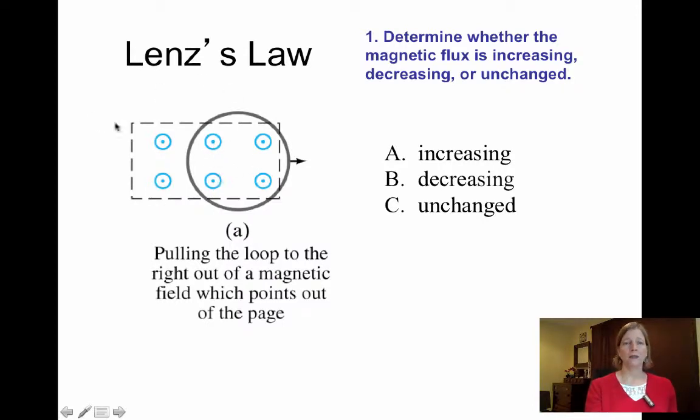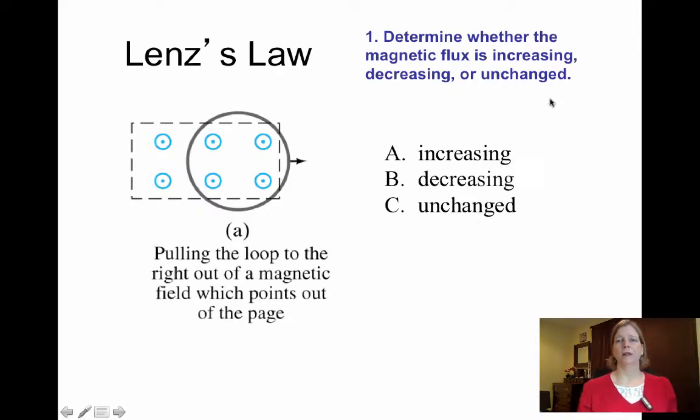So there's a magnetic field going out of the page within this rectangular area. We have a loop of wire that is sitting within that magnetic field, and we're going to pull the loop to the right out of the magnetic field. So we start out with lots of flux lines going through that loop. We pull it to the right, and there'll be no flux lines going through the loop. So that's our setup. Now we'll go through our three steps.